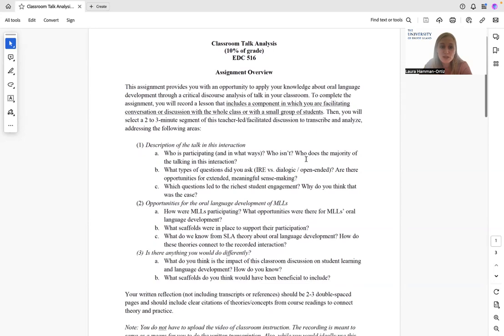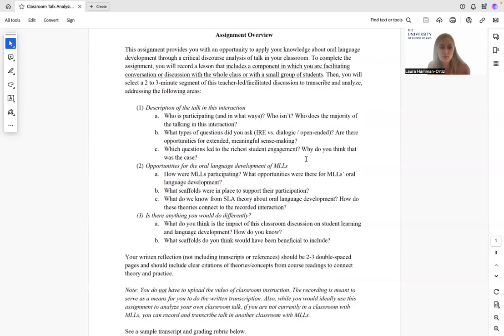To do this, you're going to be recording a lesson that includes a component where you are facilitating a discussion with either the whole class or with a small group of students that includes multilingual learners. And you're going to be recording it so that you can transcribe it. You don't have to submit a video or an audio recording for this application assignment, but you will need a recording so that you can go back and carefully transcribe what was said and by whom. You'll pick about a 2 to 3 minute segment for this analysis. You'll transcribe that segment, and then you'll analyze it within these 3 areas and with some of these guiding questions.